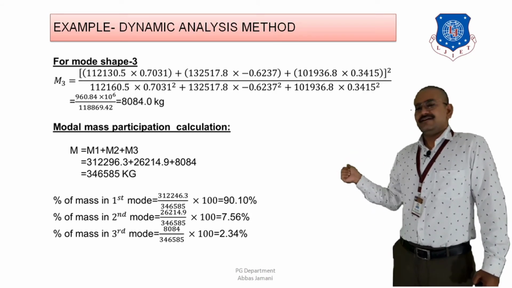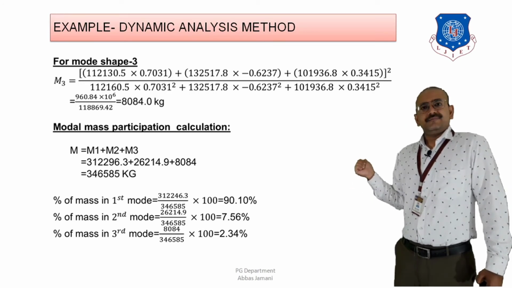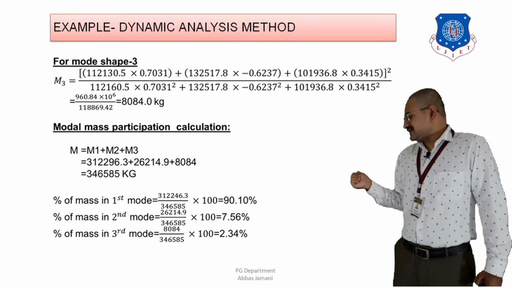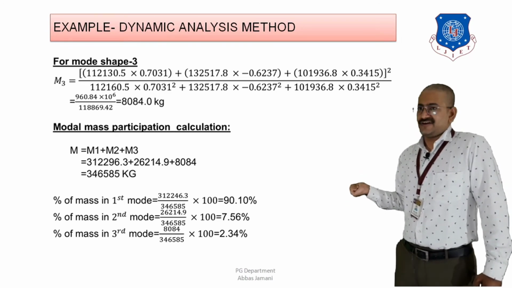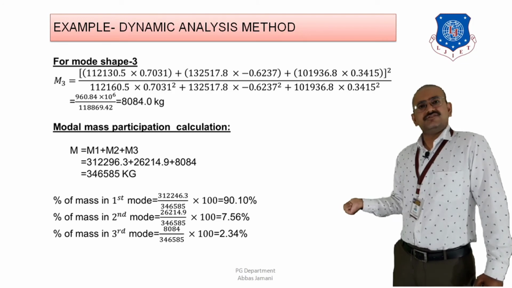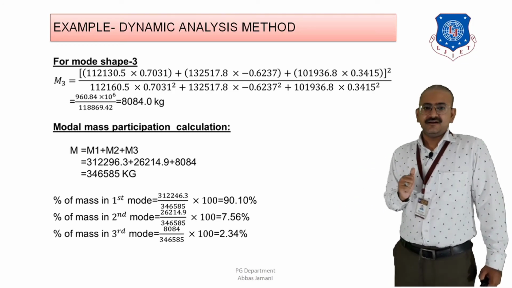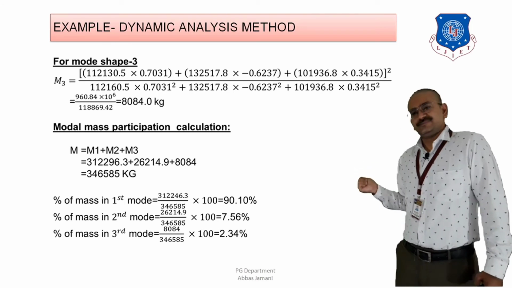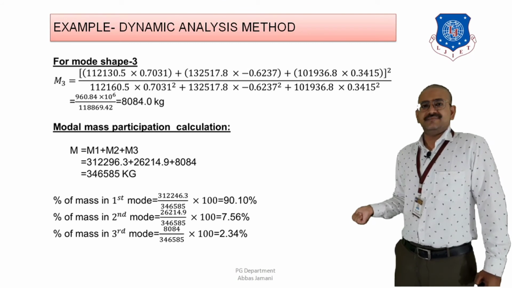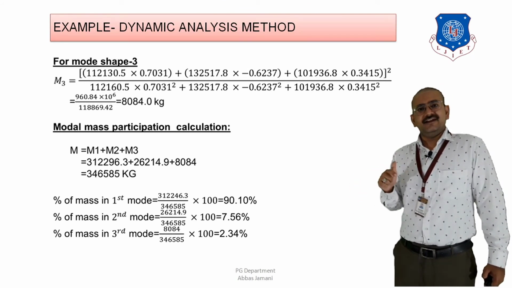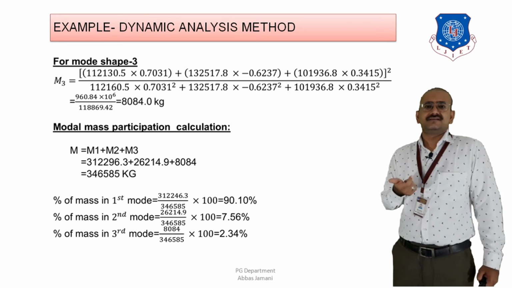Right? And if I convert in terms of percentage, then I can see that the percentage of mass contribution in the first mode is 90%, in the second mode is 7.56%, and in the third mode is 2.34%. Right? So if I again do the summation of all these percentages, then the final value should be equal to 100%. If the percentage is divided in such a manner that the final value is achieved as 100%, then your calculation is considered as correct.